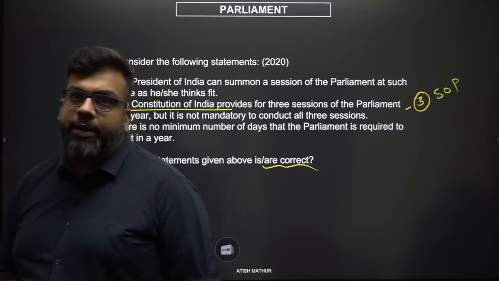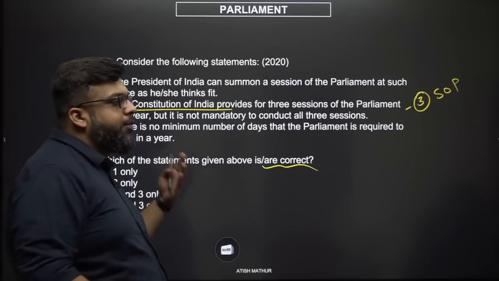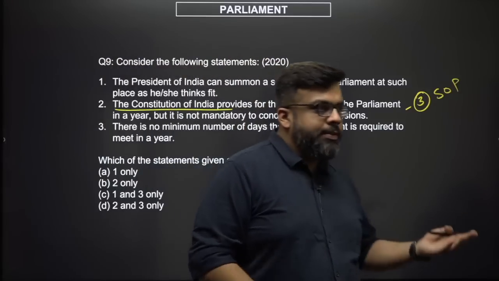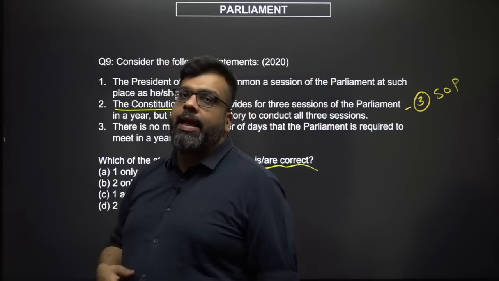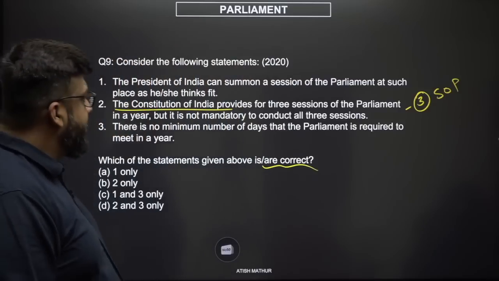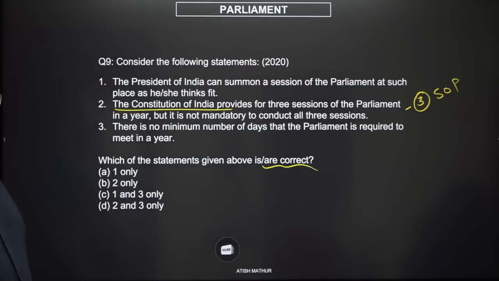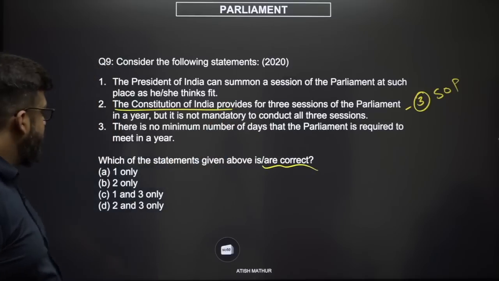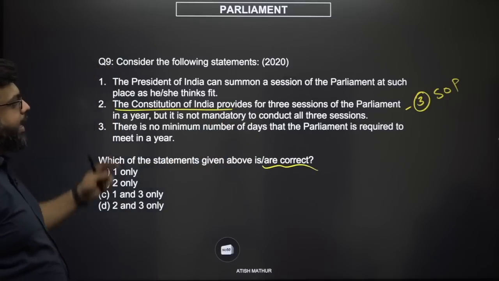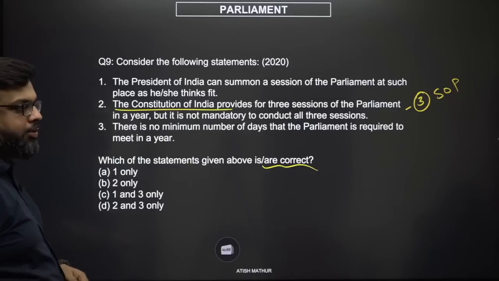have the freedom of deciding when the session has to happen? And that's why you have the Cabinet Committee of Parliamentary Affairs who tells the President what the parliamentary calendar for the year should be, right? So that is why, correct? So obviously this is the wrong option. So if this is the wrong option, all we have to do is eliminate whichever has option number 2 here.